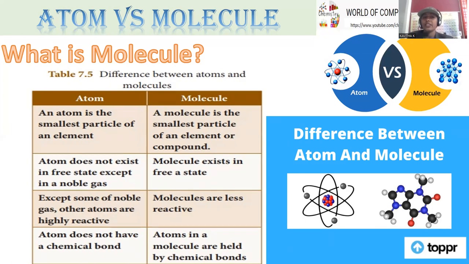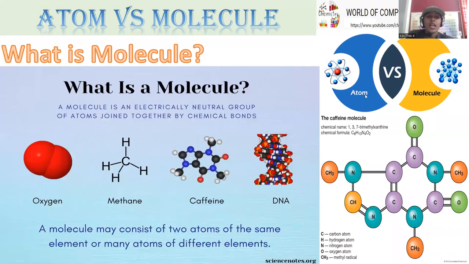Atoms may combine based on different electronic factors; it may be ionic, covalent, or coordinate covalent. Any kind of bond formation is possible. So that's the reason why they are less reactive in nature. Now let us see a brief description about molecules.